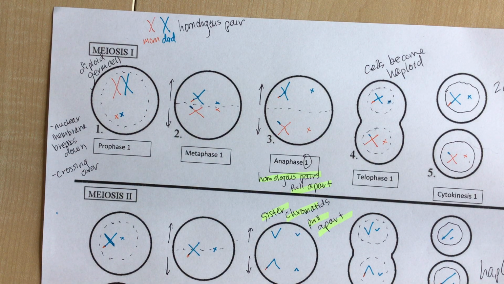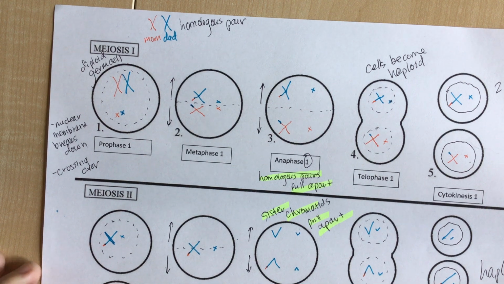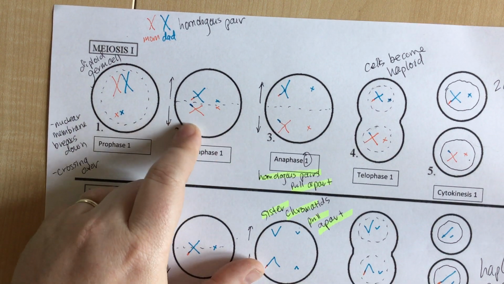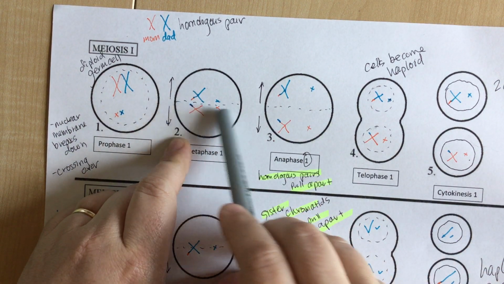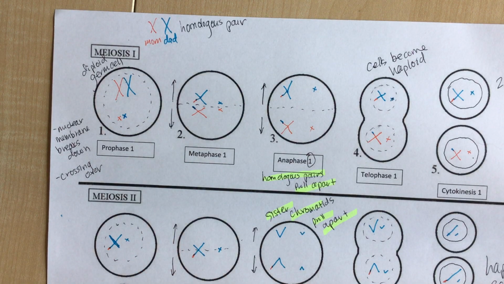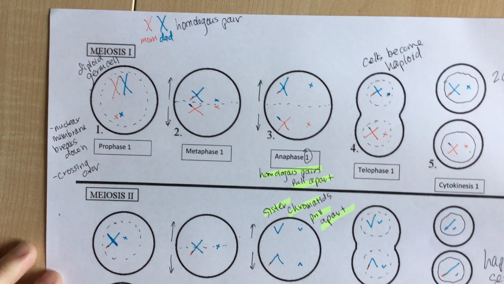That's called independent assortment. Okay, and so these all line up independently. It doesn't always line up with all blue or all orange. There's always a mixture. So when you add independent assortment along with crossing over, you get a tremendous amount of genetic diversity. And so then no matter how many eggs or sperm you make, all of them are unique. And then when they meet with your partner's egg or sperm, if you decide to have children, you get a tremendous amount of variety. I hope that's helpful.